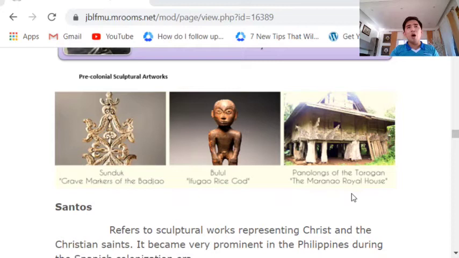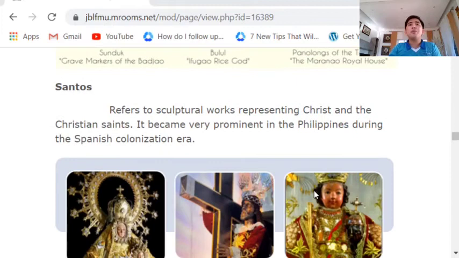What you see there, the Dugalabaw, that's what we call panolongs. Okay? And then this whole house is what they call Torogan or the Royal House. Right? Next.